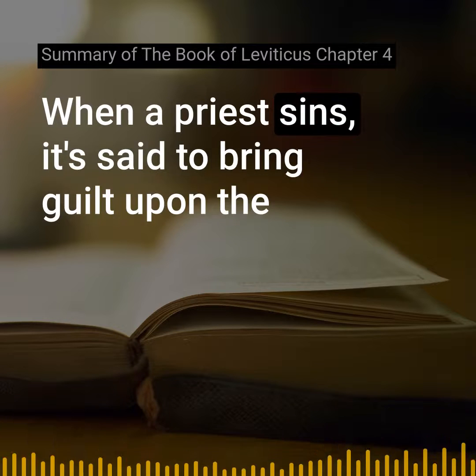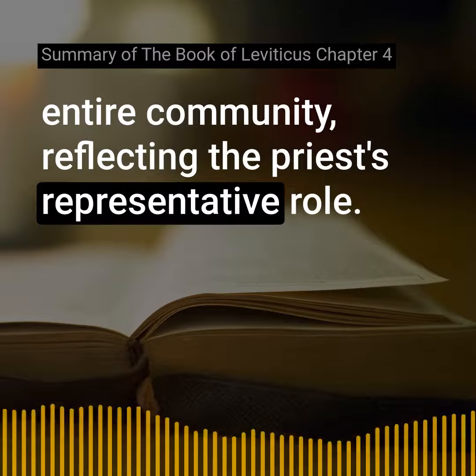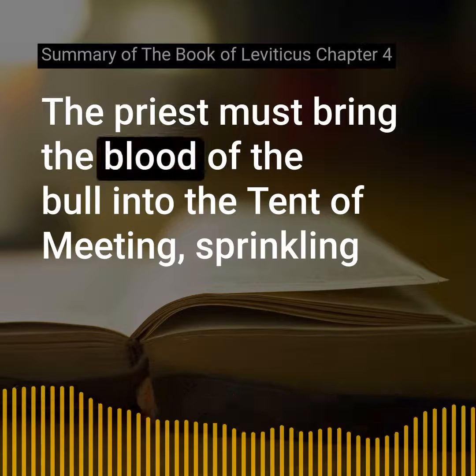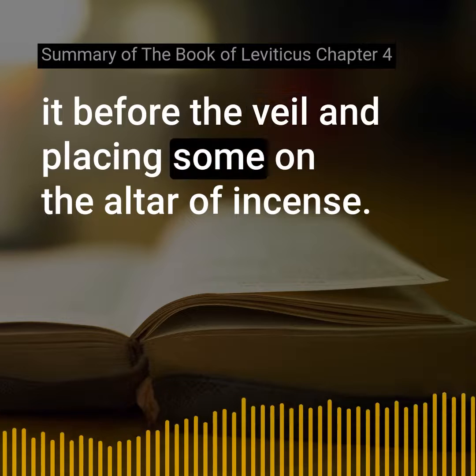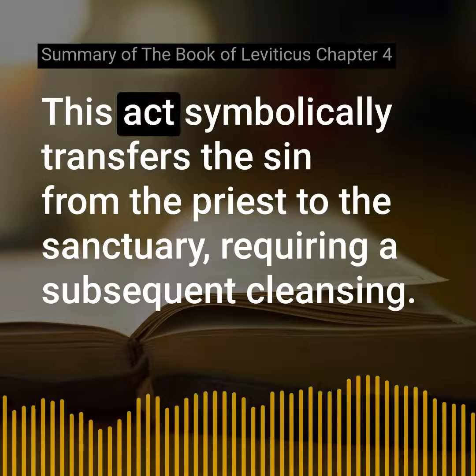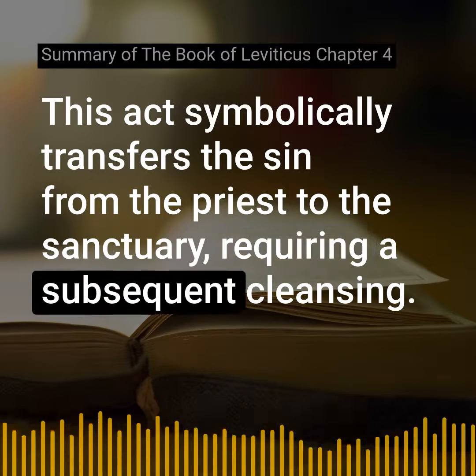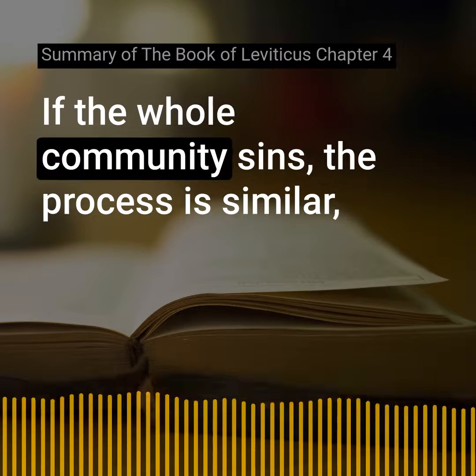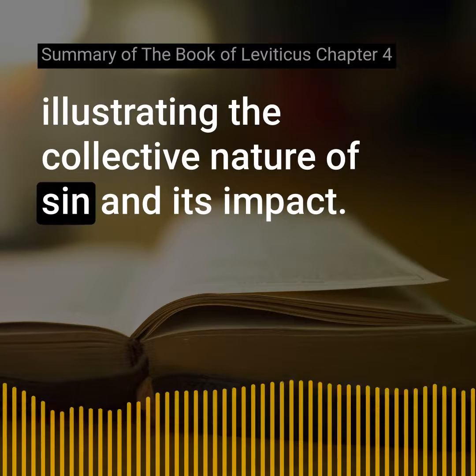When a priest sins, it's said to bring guilt upon the entire community, reflecting the priest's representative role. The priest must bring the blood of the bull into the tent of meeting, sprinkling it before the veil, and placing some on the altar of incense. This act symbolically transfers the sin from the priest to the sanctuary, requiring a subsequent cleansing. If the whole community sins, the process is similar, illustrating the collective nature of sin and its impact.